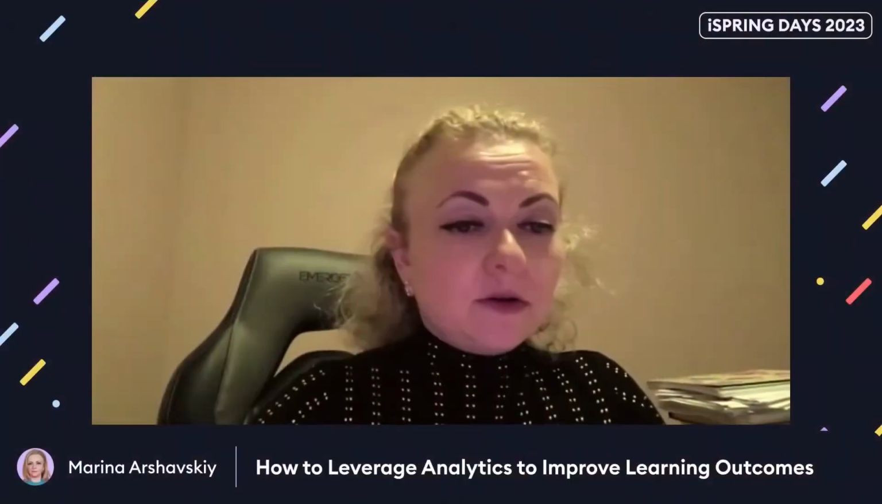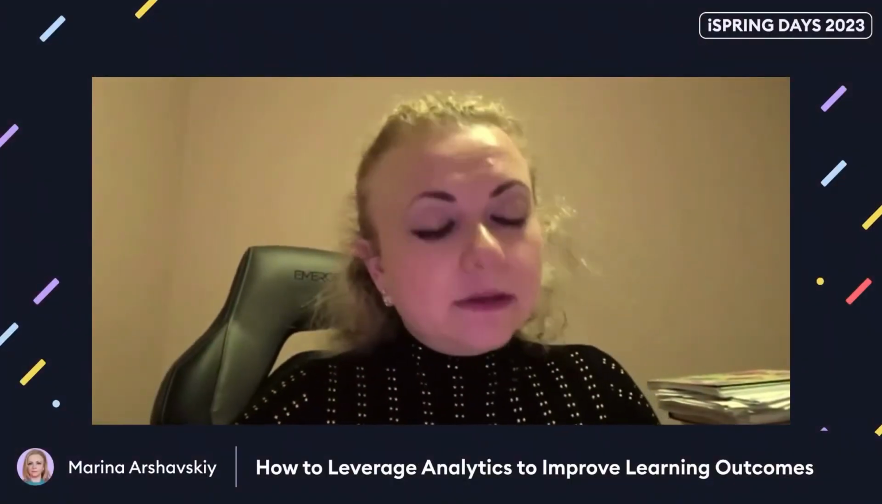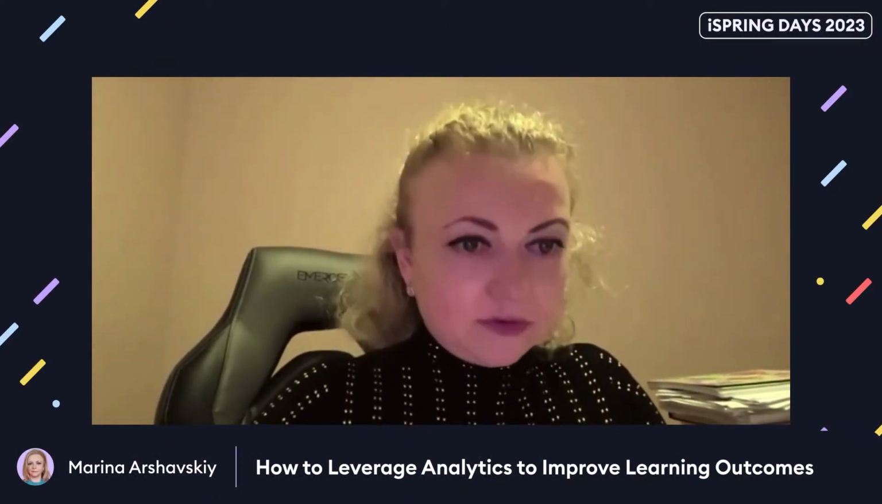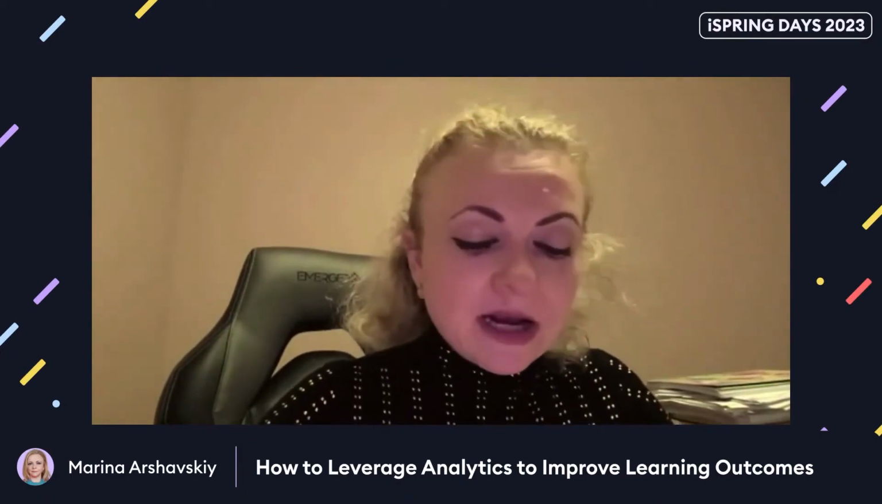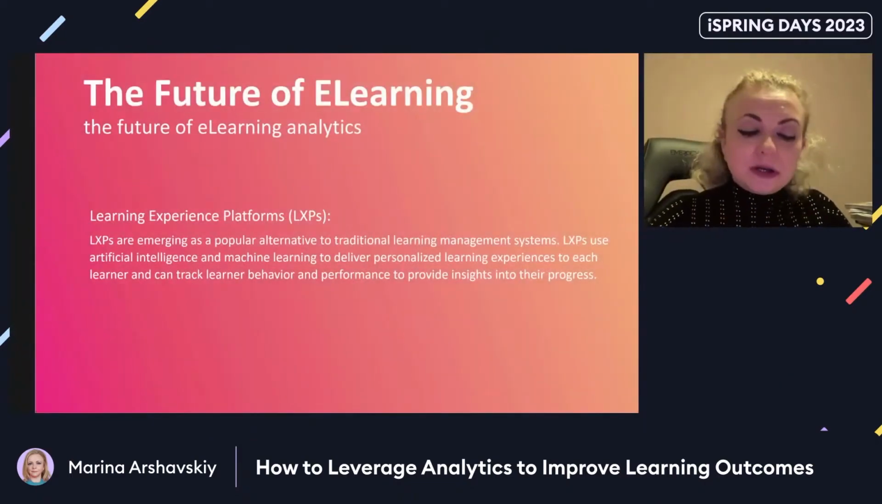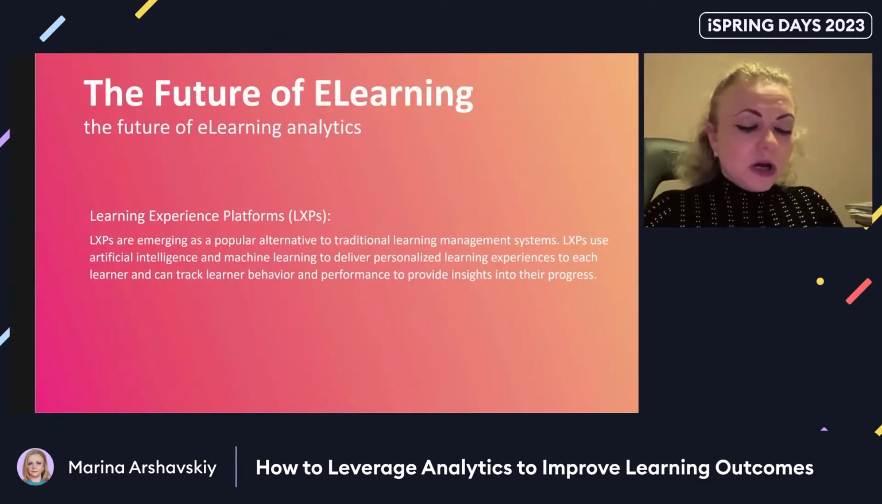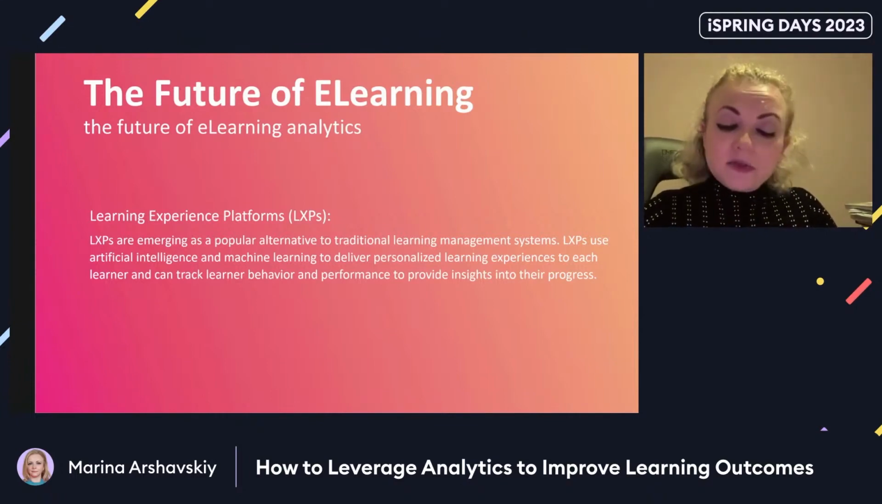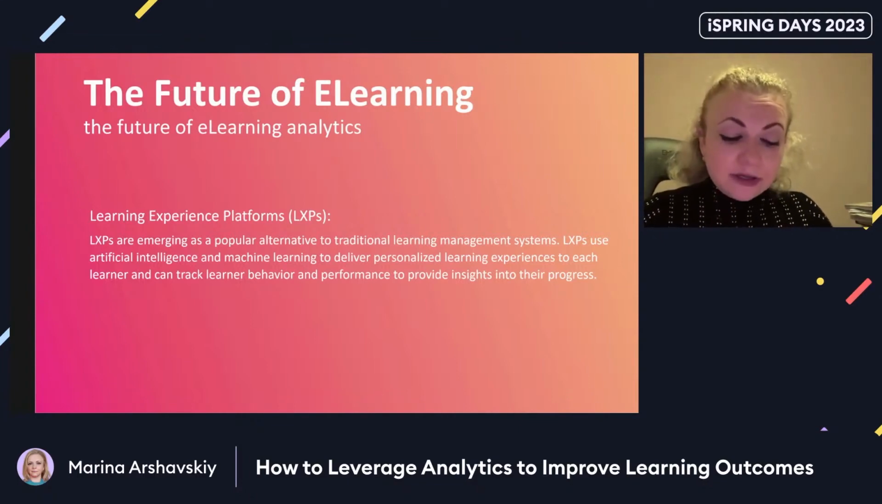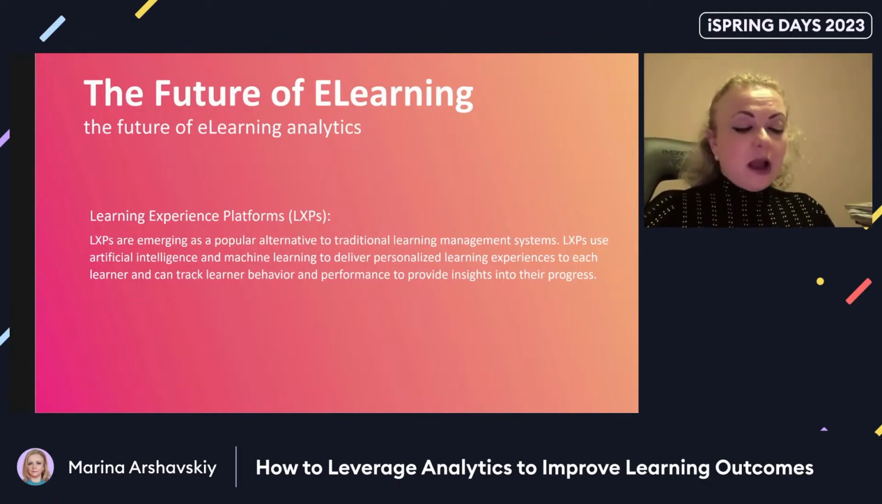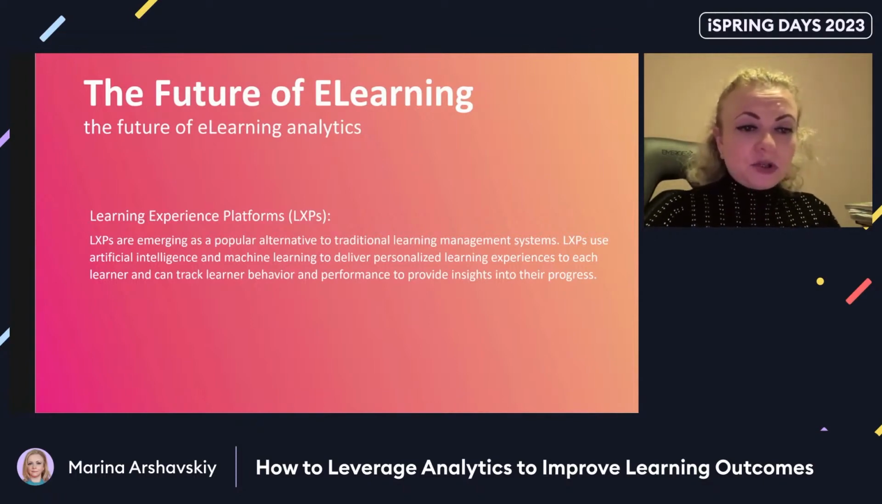And then there is also LXP. We already talked about LXPs, learning experience platforms. They're emerging as a popular alternative to traditional learning management systems. So LXPs are really going to, at one point, replace LMSs. They use artificial intelligence and machine learning. They basically use AI to deliver personalized learning experiences to each learner, and they can track learner behavior and performance and provide you insights into their progress, which is, again, a huge thing in data right now.